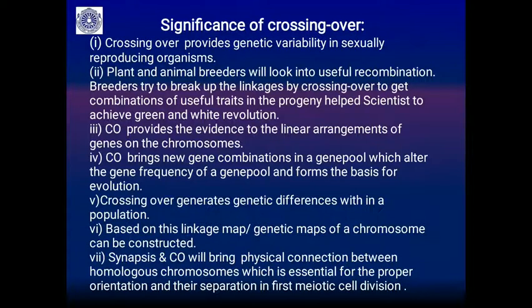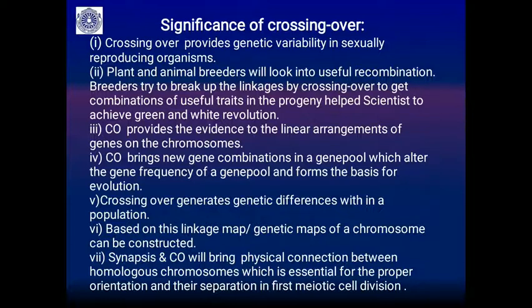Crossing over provides the evidence for the linear arrangement of genes on the chromosomes. Crossing over brings new gene combinations in the gene pool of a population. In a population, a new combination or recombination will appear because of crossing over and alter the gene frequency of a gene pool, and forms the basis for evolution. So, the alteration of gene frequency in a gene pool is the basis for organic evolution.